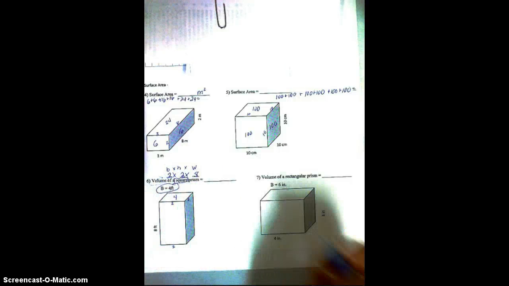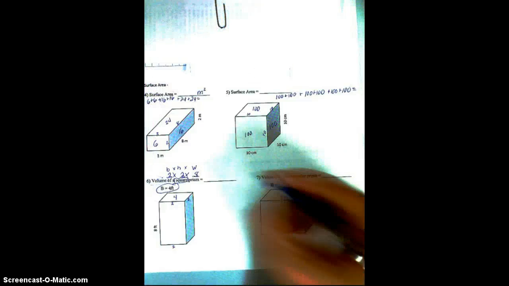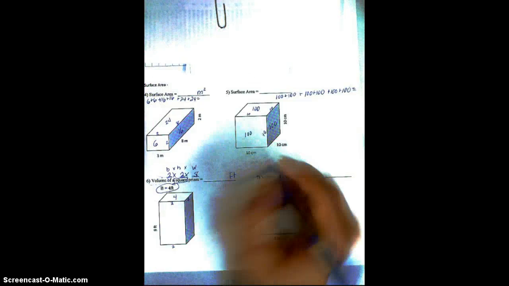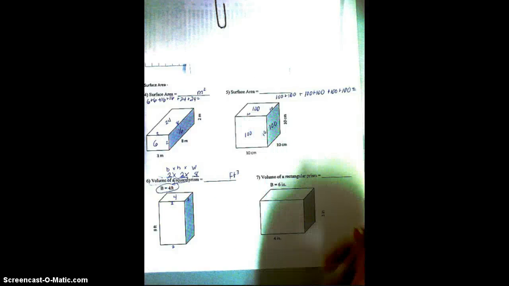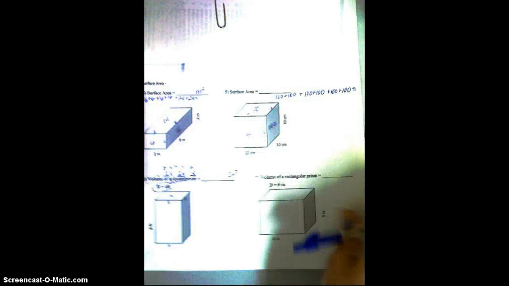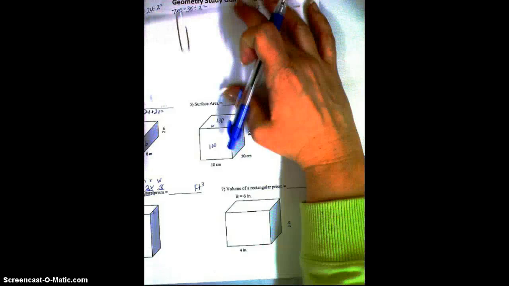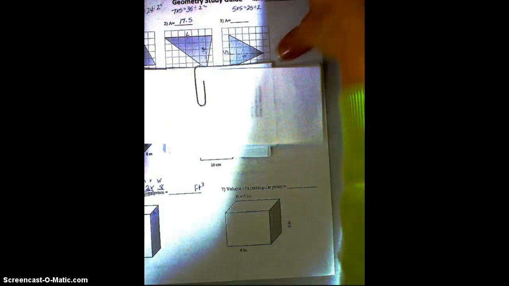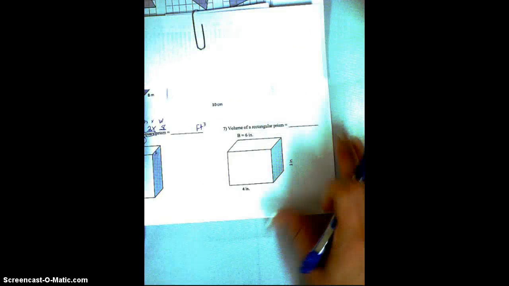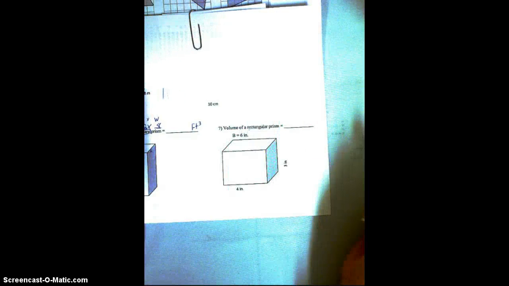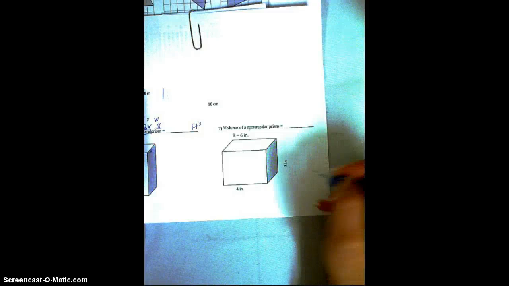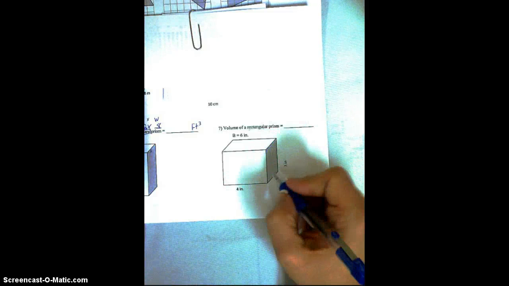8 times 4 is 32, and then we're going to have feet, and this time, since we multiplied feet times feet times feet, we want it to be feet cubed. This one, we'll try and focus our eye over on this one here for volume of that shape, and this time it's a rectangular prism. It doesn't say it's a square, so we're going to need to figure some things out.